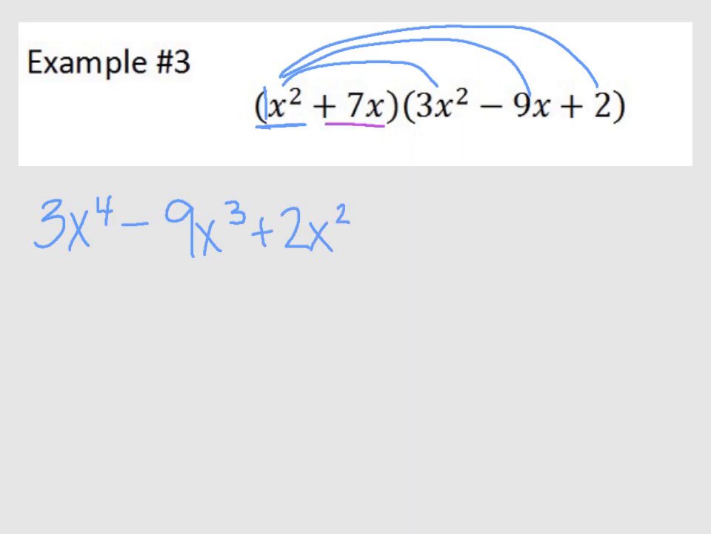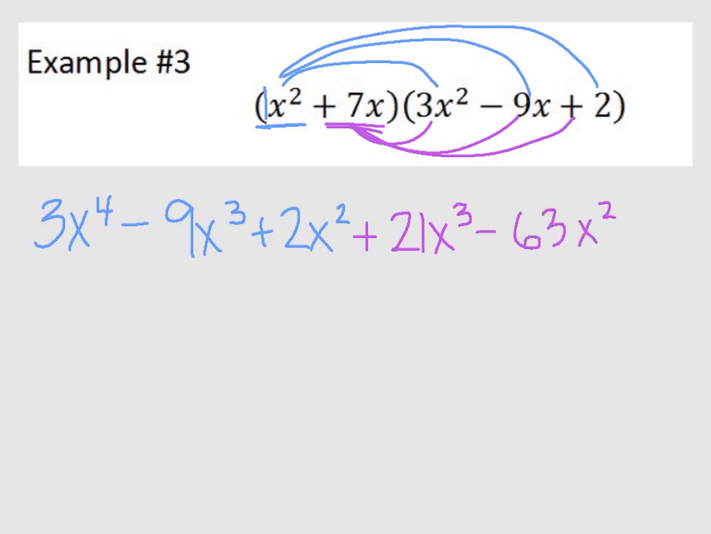Now I need to distribute the second term, double distributing here. And I'm going to remember to multiply my coefficients but add my exponents. So 7 times 3 makes 21. Add those exponents. 7 times negative 9 makes negative 63. Add those exponents. And 7 times 2 makes a positive 14.